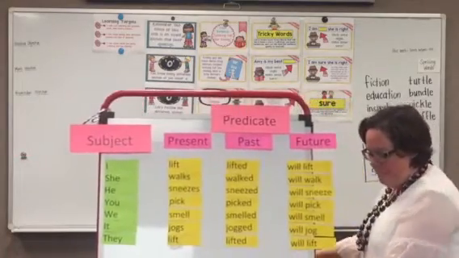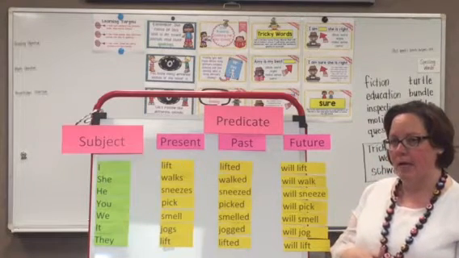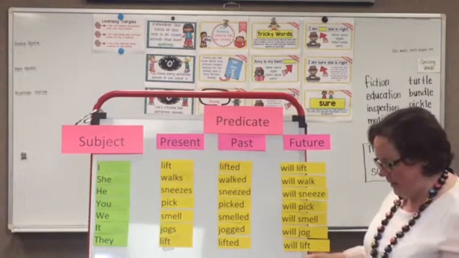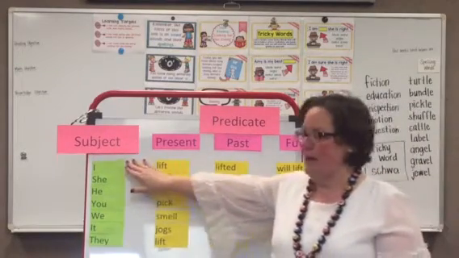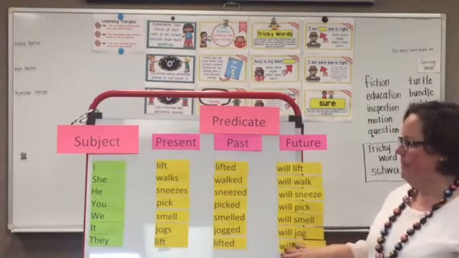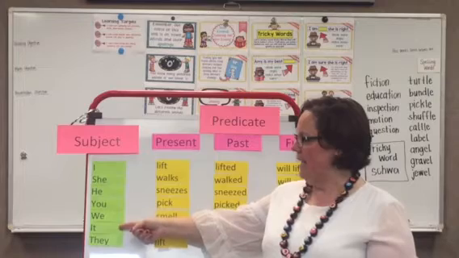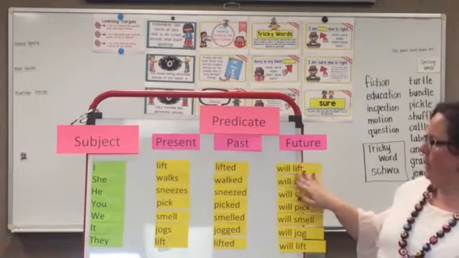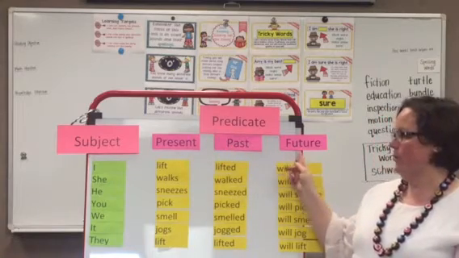Okay. Our verb tense chart is the predicate and the subject. We talked about that before we left the classroom in March. We talked about subjects and predicates. Subjects are our nouns or our pronouns, and predicates are our verbs. Okay? So we have I, she, he, you, we, it, and they. Those are our pronouns that we're using for our subject. And our predicates go along with it. And our predicate is in the present, the past, or the future.